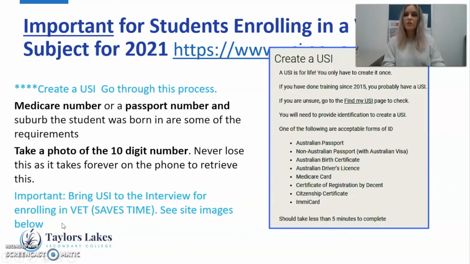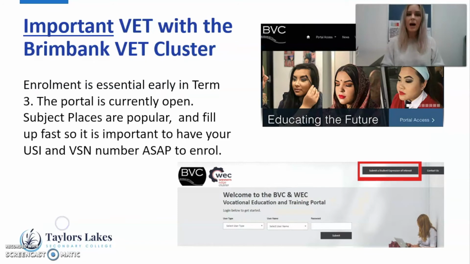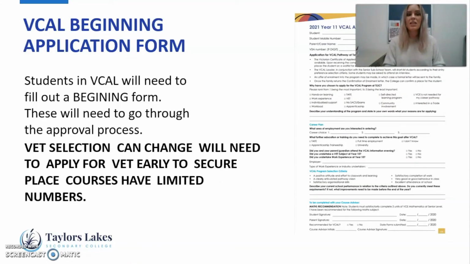And so some of you may already have one. If you've done training in your workplace, for example, you may already have a USI. So check that first. If not, jump on the website, make sure you have your documentation with you. Grab your USI, pop it on the form, and then you need to head to the BVC cluster website, and that's the Brimbank VET Cluster website, and that's where you actually apply directly to them to submit an application. So you're submitting your expression of interest, and I do recommend that you get in pretty quickly because they do tend to fill up.